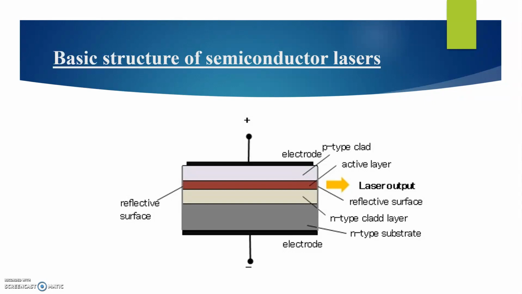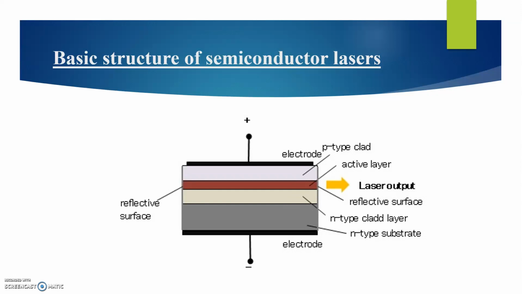So next topic is basic structure of semiconductor laser. Here we can see this is the basic structure of a semiconductor laser. The active layer sandwiched between the p and n type clad layers is formed on an n type substrate and voltage is applied across p-n junction from the electrodes. Both edges of the active layer has mirror-like surface.